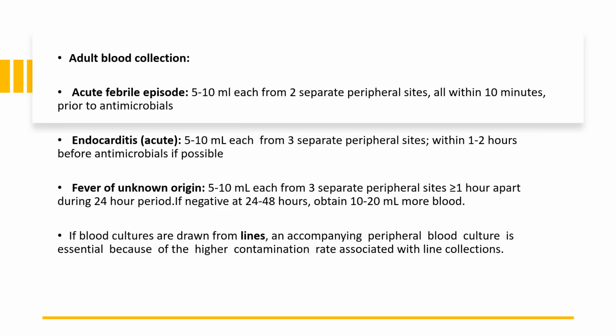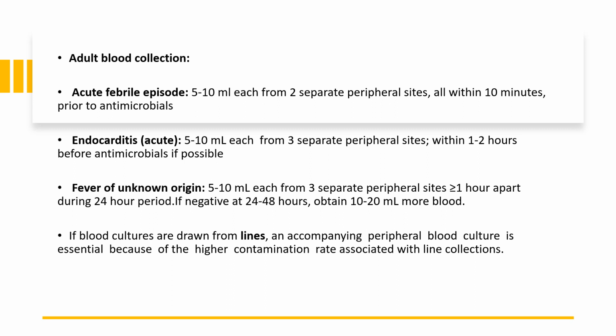For acute febrile episode, 5 to 10 ml each from two peripheral sites within 10 minutes prior to antimicrobials should be collected. For endocarditis, 5 to 10 ml each from three peripheral sites within 1 to 2 hours before antimicrobials is collected. For fever of unknown origin, 5 to 10 ml each from three peripheral sites more than 1 hour apart during the 24-hour period needs to be collected. If it is negative at 24 hours, again obtain 10 to 20 ml more blood.